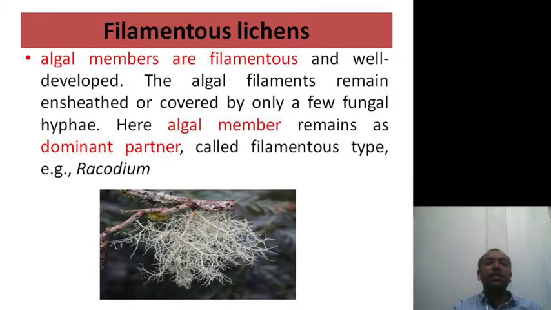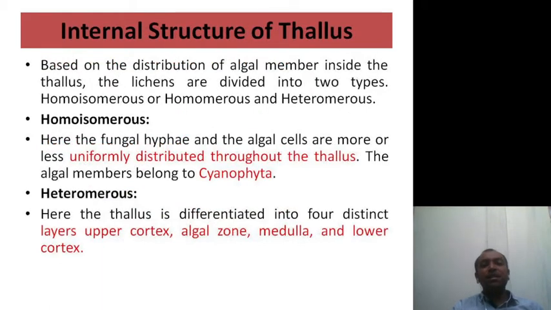Then we have the last one, that is your filamentous fungus. So the term filamentous is there, so you can see in the figure they are some kind of a filament. Now algal members are filamentous and well developed. The algal filaments remain unsheathed or covered by only a few fungal hyphae, and here please remember the algal partner is the dominant one. Remember when we talked about the first part, that lichens are an association between an alga and a fungus. So in this case the algal partner is more dominant. Example is your Rhacodium.